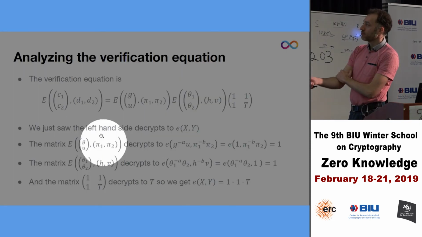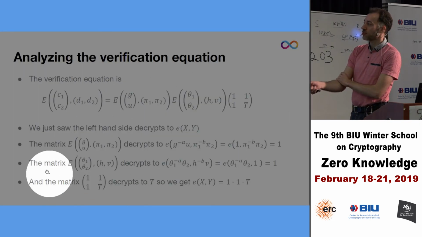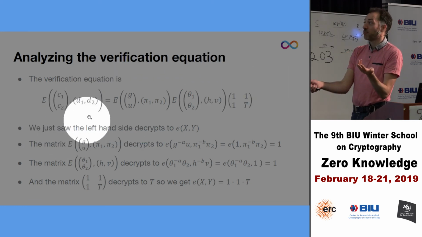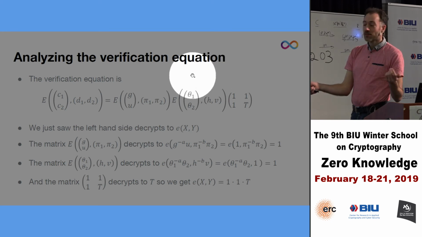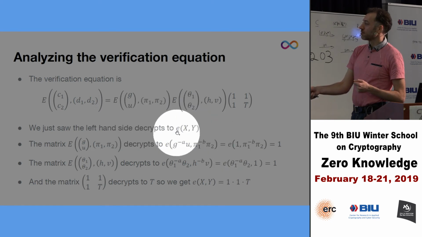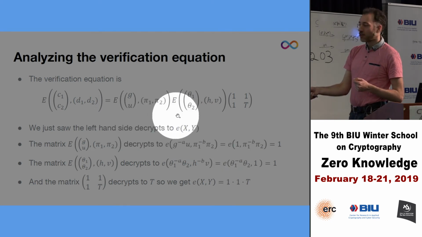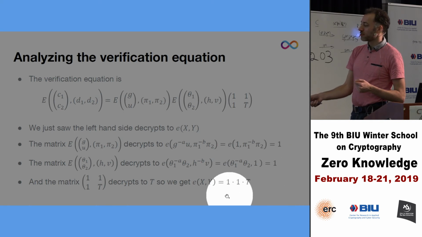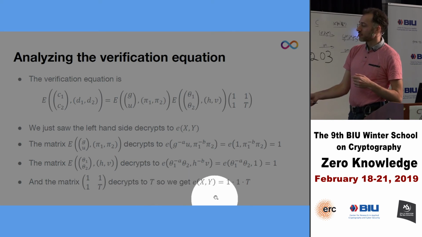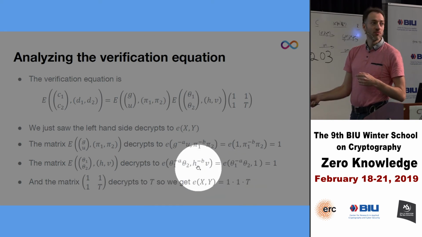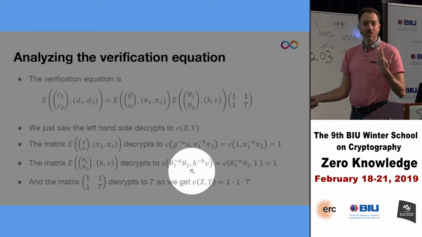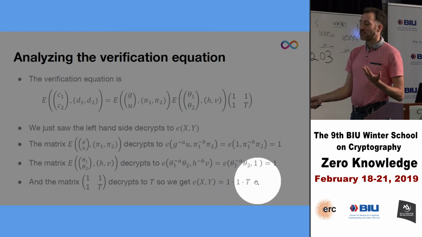So now we know this verification equation holds, and therefore, if we decrypt it along the columns and along the rows, we should get the same thing on both sides. On the left side, we get the pairing of x, y. On the right side, we get 1 times T. So we get the conclusion that the pairing of x with y is actually equal to t, which is exactly what we wanted. So that gives you perfect soundness, guarantees that the pairing of x and y is actually t.